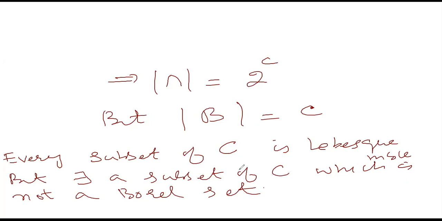So that means that every measurable set need not be a Borel set. In fact, the cardinality of the Borel sets is c, the continuum, but the cardinality of the Lebesgue measurable sets is 2 power c. So it's a much bigger class, this class of measurable sets. You will see the proof that there exists such a set at page number 143 of the text. If you are interested, you will see this proof there.